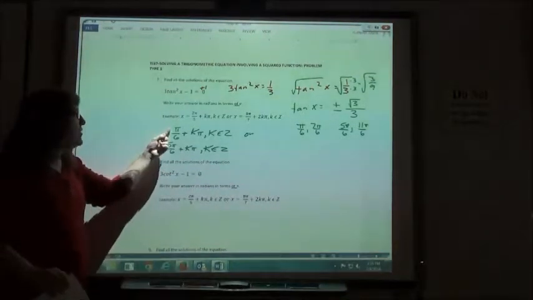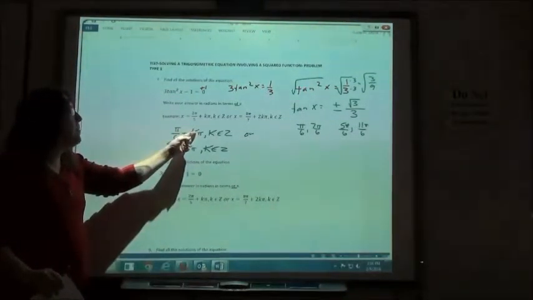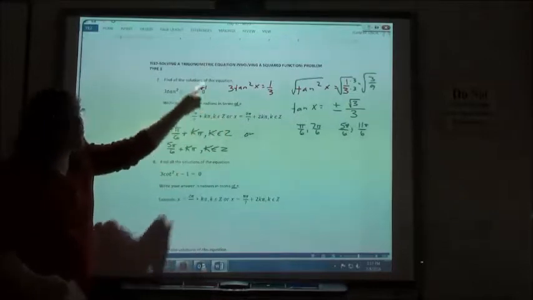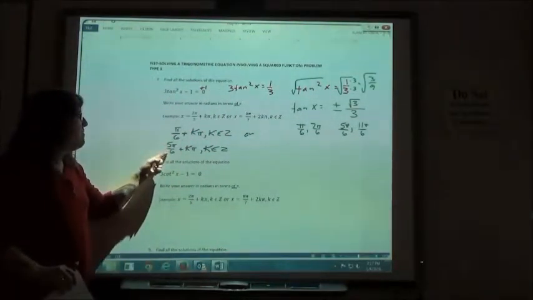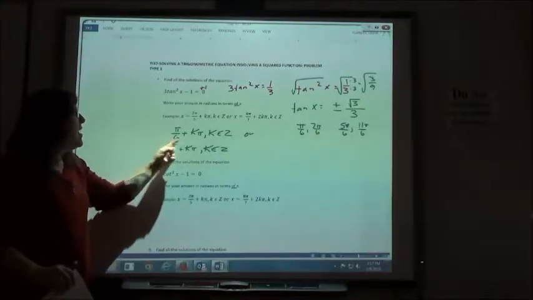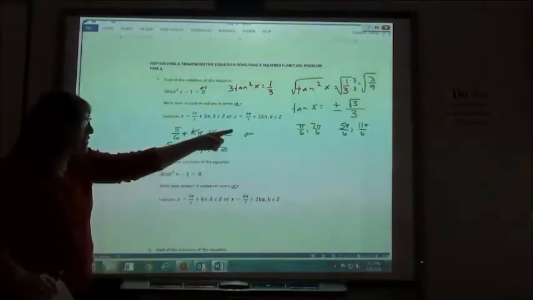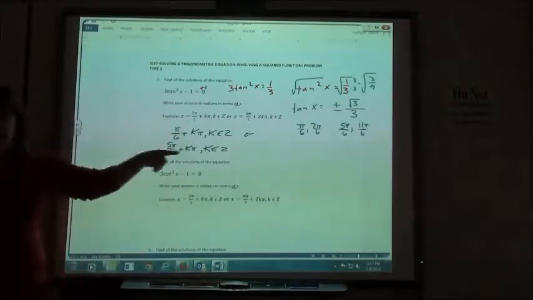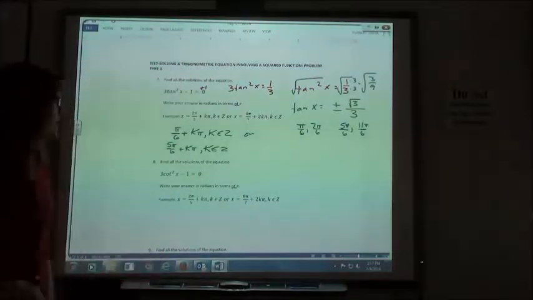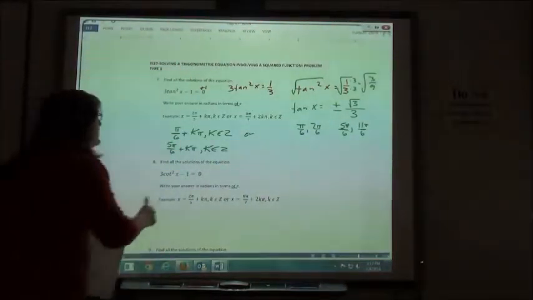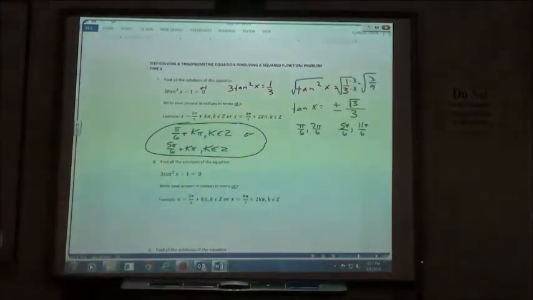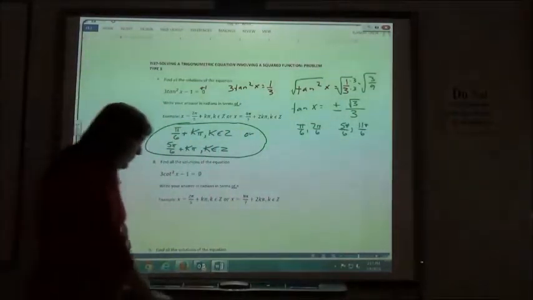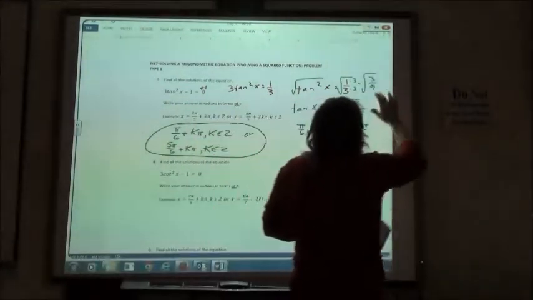So pi over 6 plus pi gives me 7 pi over 6, and then I go plus pi and get the next one and the next one and the next one. Same thing here. 5 pi over 6 is my first one. If I add pi to it, I get the 11 pi over 6, and then I keep going around and around and around my circle a whole bunch of times. So those would be my answers. Number 8, I'm going to move the board up here.